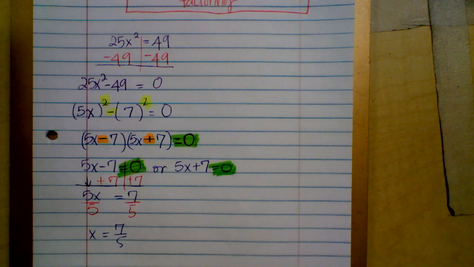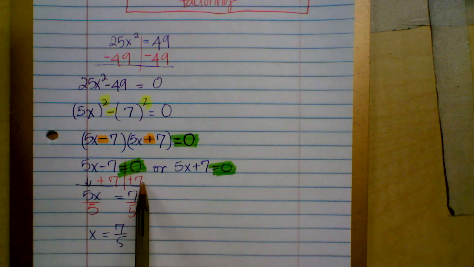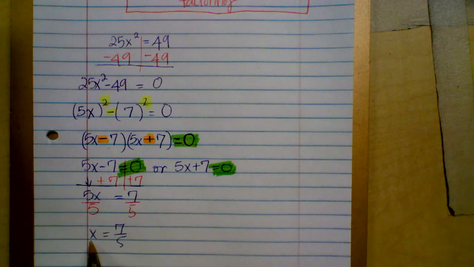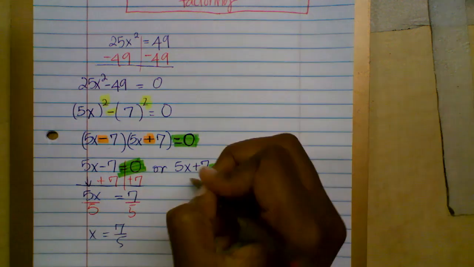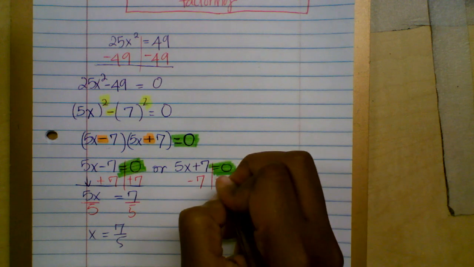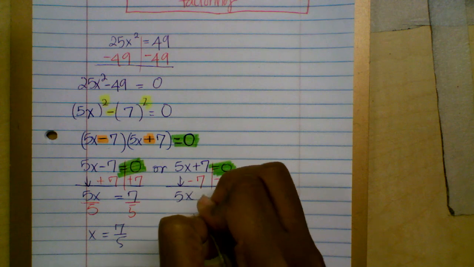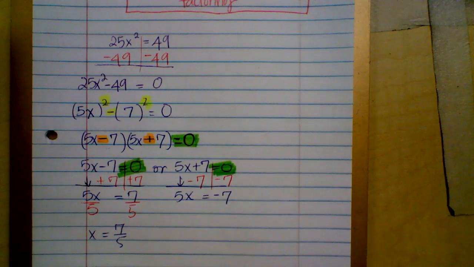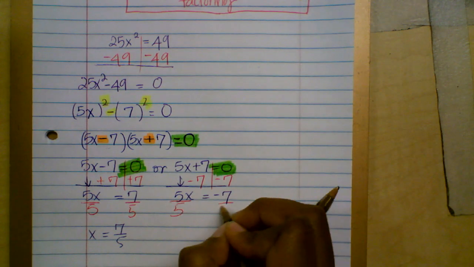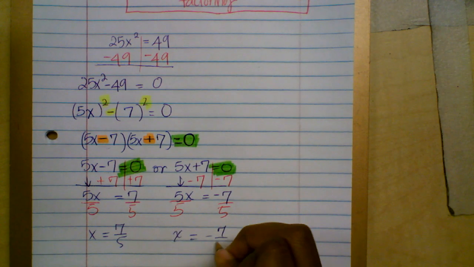Solving for x in the first equation, I have to add 7 on both sides and divide by 5 to get x alone. For the second one, I'm going to subtract 7 this time because it's plus 7, on both sides. Then I'm going to divide by 5 on both sides. So I get x equal to negative 7 over 5.